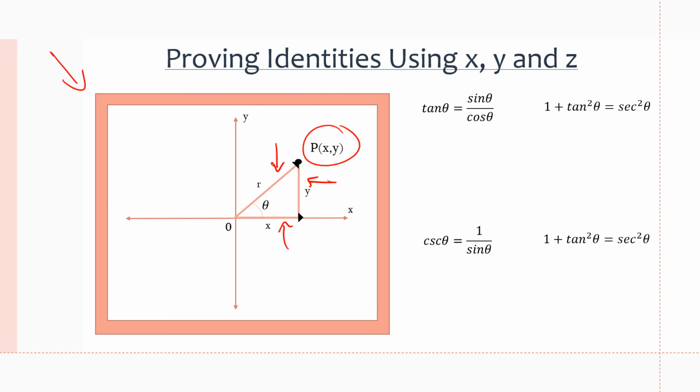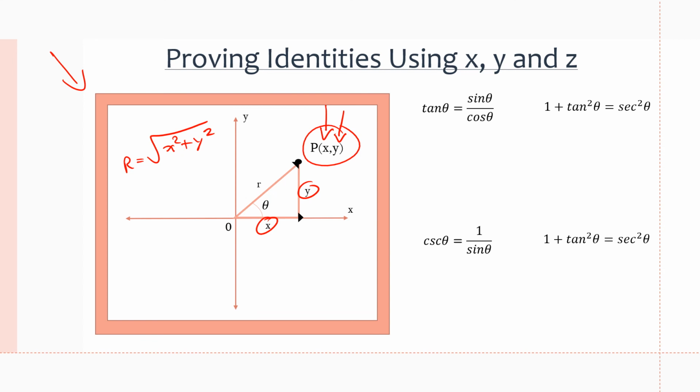And the side lengths of the triangle will be the absolute values of the coordinates making up point P, and the hypotenuse will be the root of x squared plus y squared, because remember, r is going to be equal to the square root of x squared plus y squared. The side length of this side of the triangle is x, the absolute value of the x coordinate of P, and this side length is the y value of P, the absolute value.